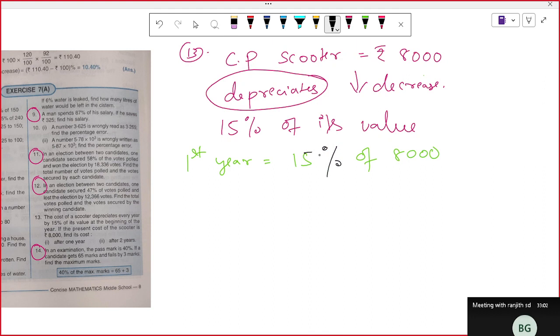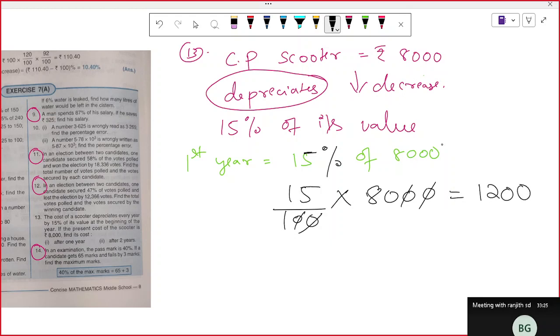For example, you'll have a phone now. This year 15% is reduced. So you have to find the amount. If 15% reduces, how much is left? Two zeros get cancelled. What is 15% of 8,000? How much is 15% of 8,000? So 1,200. Okay. So the actual value is 8,000.